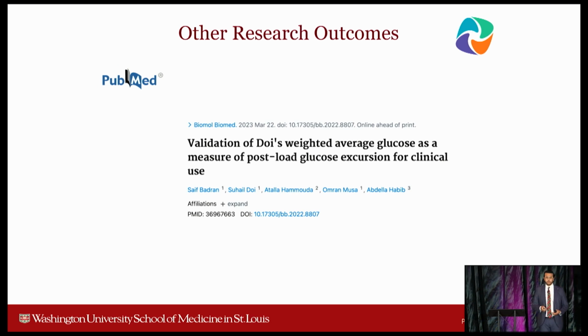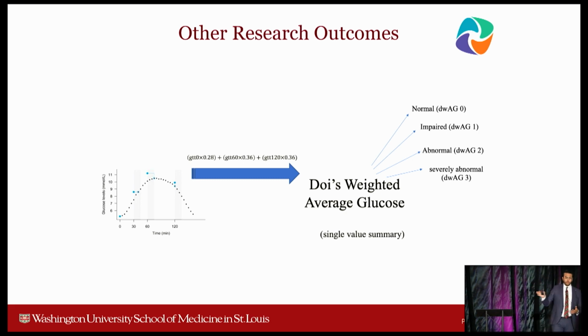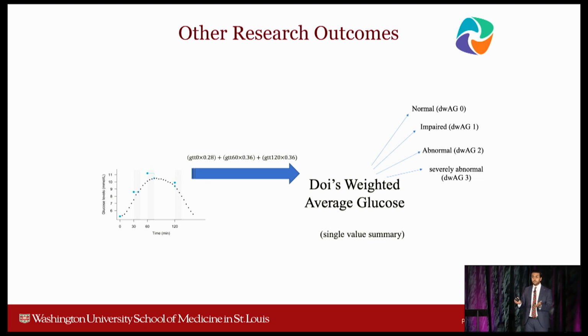Other research outcomes during this project: we validated what we call Doi's weighted average glucose, named after my PhD supervisor, Professor Suhail Doi, as a measure of the oral glucose tolerance test. We all know the oral glucose tolerance test, where we usually go for measuring the area under the curve. What we did is take 3 time points, GTT at 0, 1 hour, and 2 hours, with a certain calculation. The whole curve was shortcut into one value, and this value was used to categorize glucose homeostasis into 4 levels.